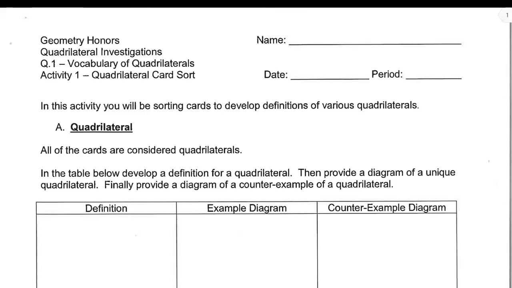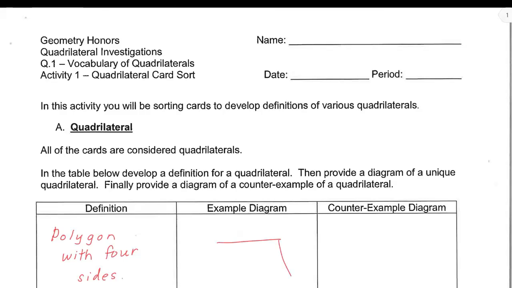Let's begin the first section, Q1, talking about quadrilaterals. So we have a note page here. We're going to record what we know about each of the different kinds of quadrilaterals. First of all, a quadrilateral is a polygon with 4 sides. Poly means many, and a polygon is a many-sided figure. A polygon with 4 sides is a quadrilateral.